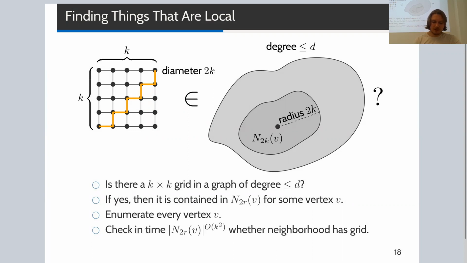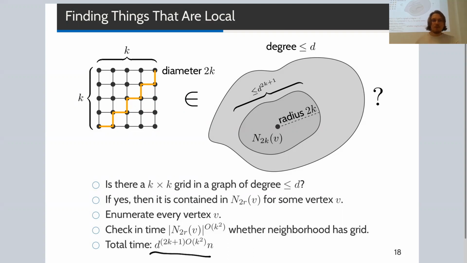So we need to find a k by k grid in the 2k neighborhood of v, and this can be done in neighborhood size to the O of k squared, because we need to place the k squared vertices of the grid somewhere, and we can guess all combinations. And this is a bound on the number of combinations. Additionally, we know that this neighborhood size is bounded. It is at most d to the 2k plus 1. So in total, the running time is bounded by this function here, neighborhood size to the k squared. This is a function of d and k, and that's all we wanted to prove.